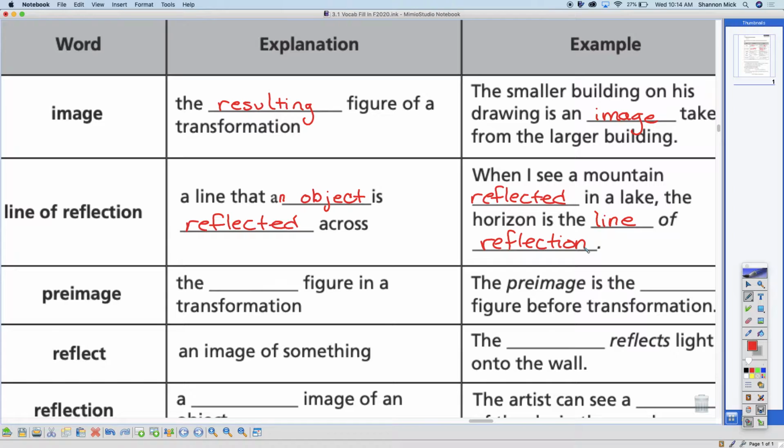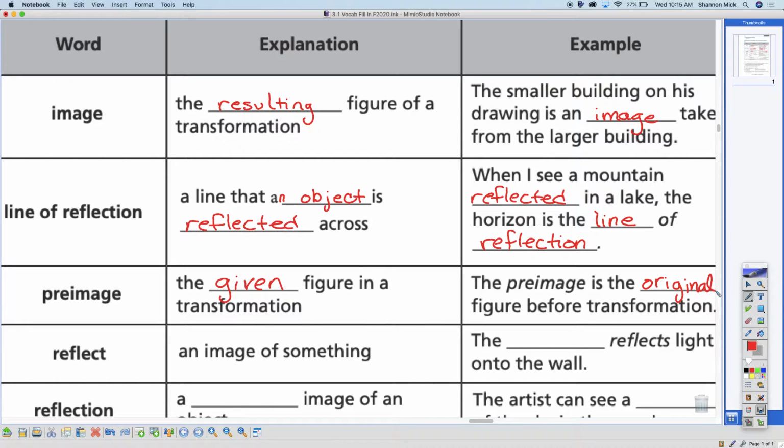A pre-image is the given. Am I going too fast, guys? No. Okay, given figure in a transformation. So the pre-image is the figure before transformation. Original? That's what I used with original. Reflect, there wasn't any good words I could take out of there. I guess I could have taken out image, huh? An image of something, that is a reflection, right?